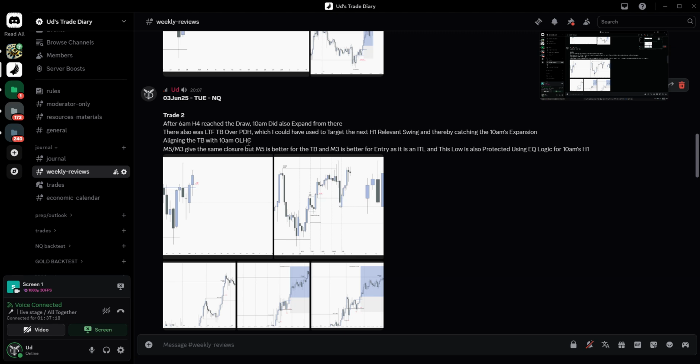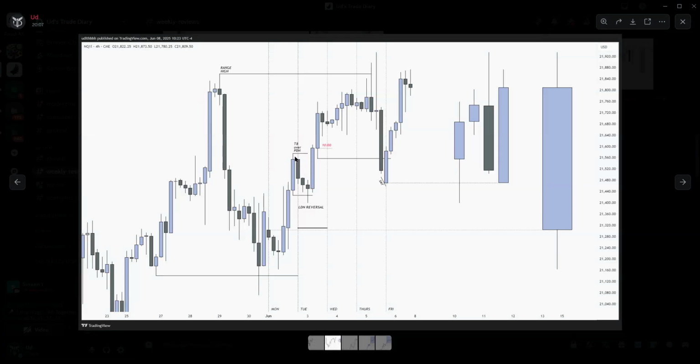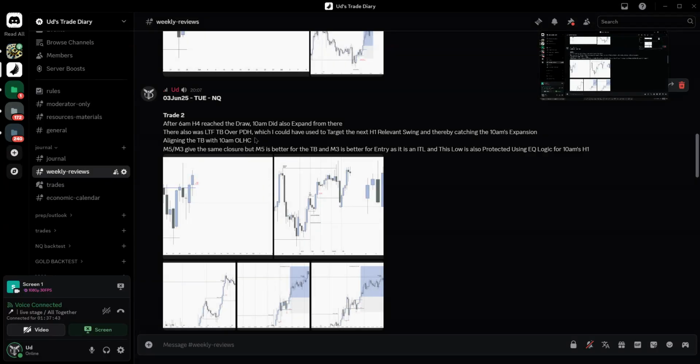Correct? Aligning the true breakout idea with 10 a.m. open low high close. Let me show you the true breakout once. This is that previous day high which I was talking about. If you see this candle displaces over it. This candle opens up, puts in a low, retests this one, shows lack of willingness to come back inside the range, rather immediately moves away, correct? So that was what I could have done. I didn't do it. So yeah. And aligning that true breakout with 10 a.m.'s open low high close, correct? M5, M3. Okay, let me talk about this in a bit.